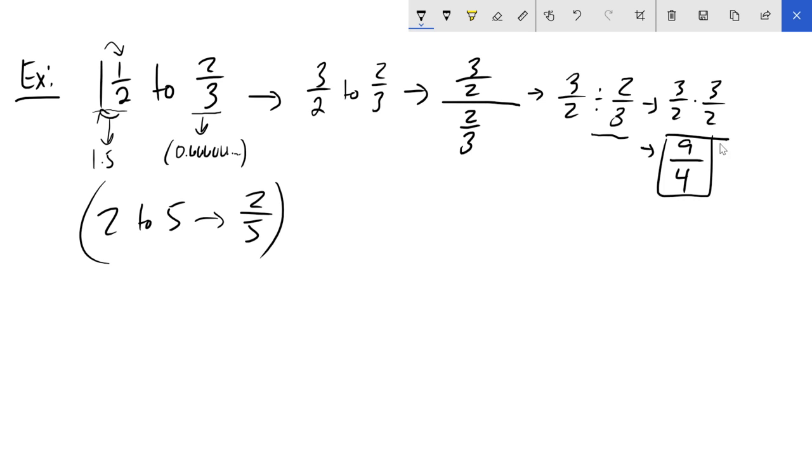9/4. Okay? So in other words, what it's telling you is that if you have a recipe and it calls for 1.5 cups flour and 2/3 brown sugar, that's the same as saying 9 to 4. If you were going to make it that big, it'd be 9 cups of flour to 4 cups of brown sugar or something. Like if you were going to bump it up. So, all right.